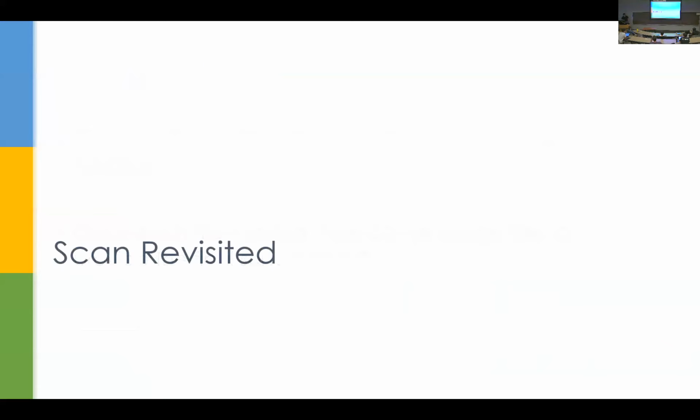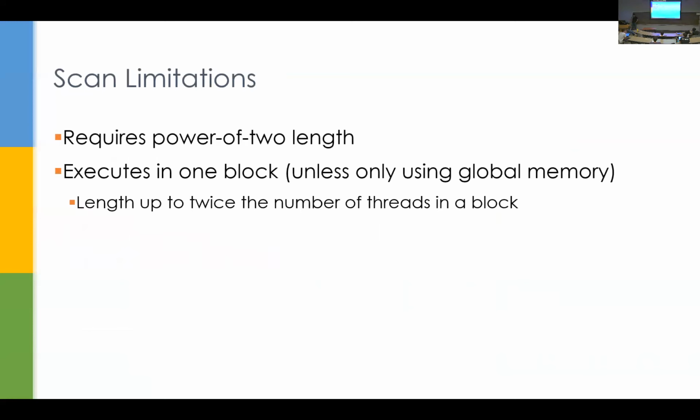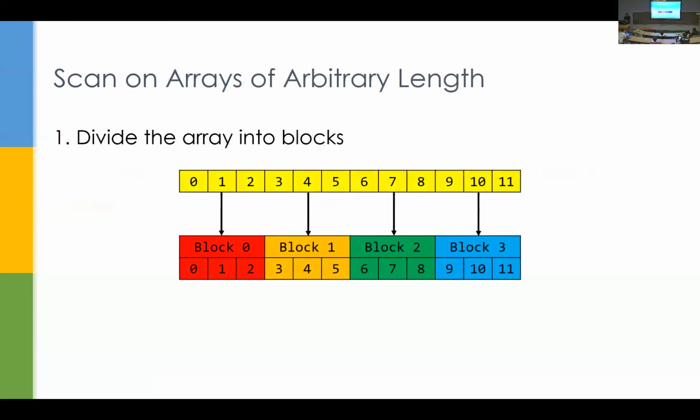So let's revisit scan for a minute. As Rachel pointed out earlier, it requires a power of 2 length. So you have to pad when needed. And also, the algorithm we discussed executes one block. We didn't discuss how you scan across blocks. So let's see how that works.